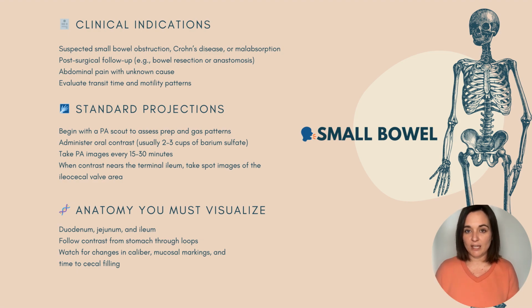The anatomy you're tracking is the duodenum, jejunum, and ileum. Follow contrast from the stomach through the loops. Watch for changes in caliber, mucosal markings, and the time to cecal filling.